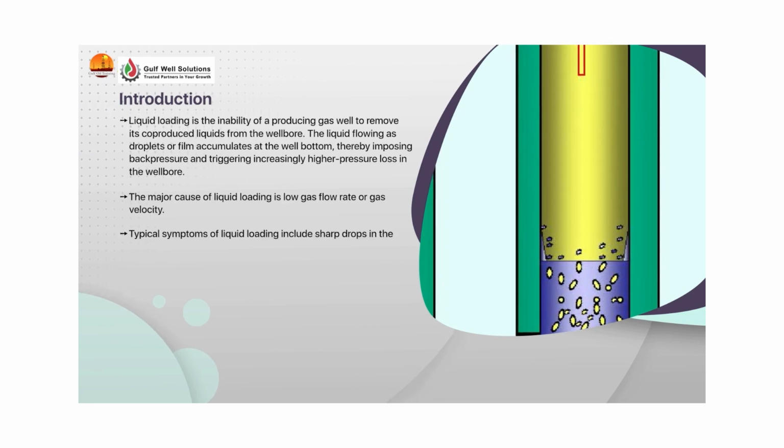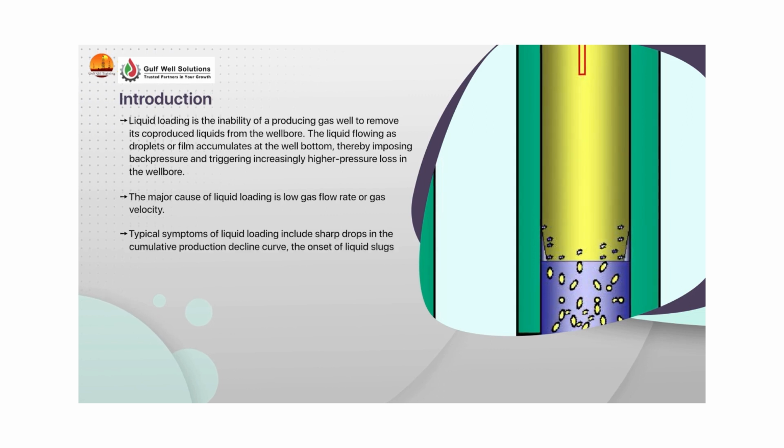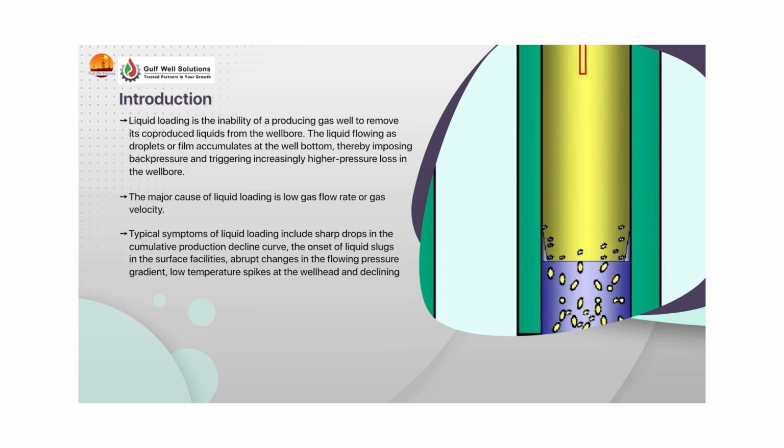Typical symptoms of liquid loading include sharp drops in the cumulative production decline curve, the onset of liquid slugs in the surface facilities, abrupt changes in the flowing pressure gradient, low temperature spikes at the wellhead and declining water production or condensate gas ratio.